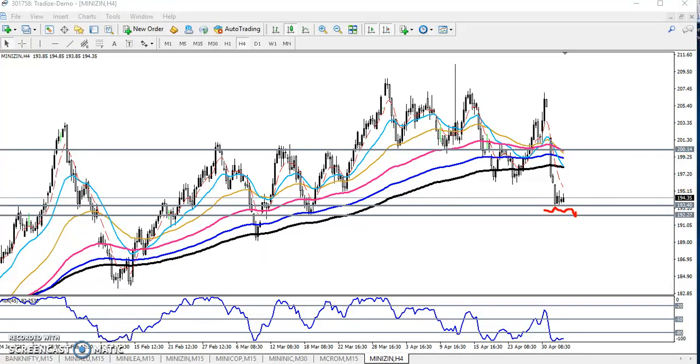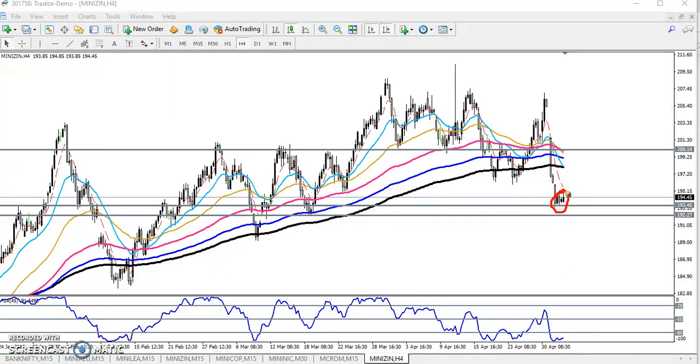Let me draw this one. Now you can see this area in between these lines is showing a hesitation zone. If the price is not able to break this area, there is a high probability that the market will bounce upside again. That is why we have to wait for confirmation for the buy here.